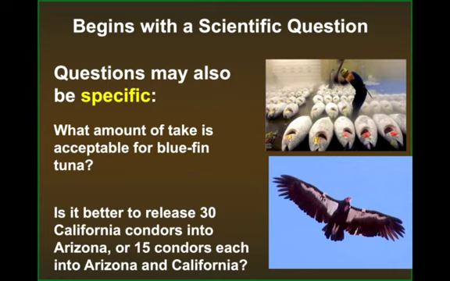Questions can also be much more specific. You could, for example, ask what amount of take or harvest is acceptable for bluefin tuna for the population to persist and thrive. Or you could ask a question, for example, is it better to release 30 California condors into Arizona or 15 condors each into Arizona and California? And you could model those and see which one produces the best outcome.